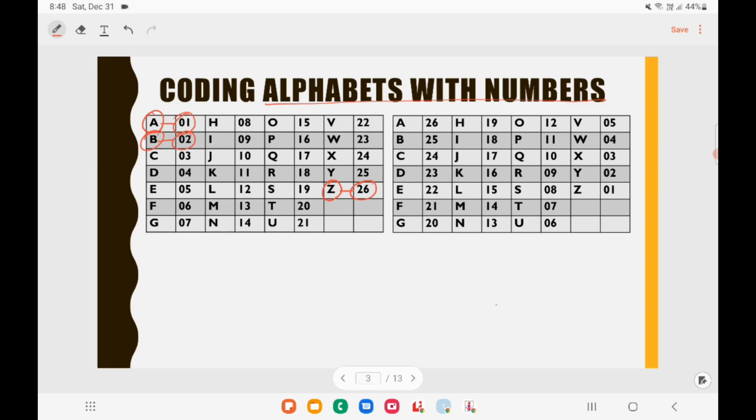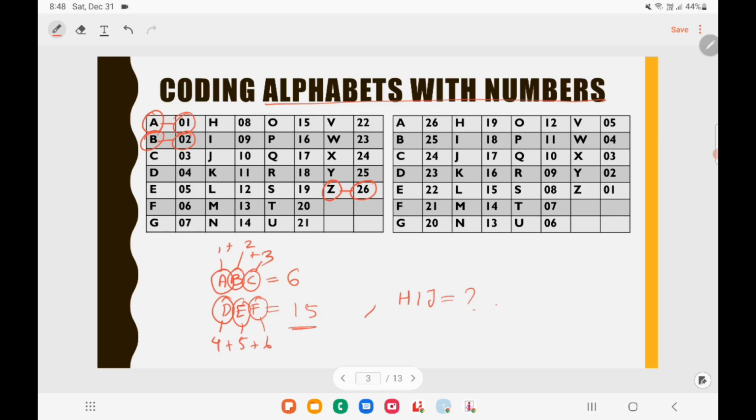For example, if you are given a question like ABC is equal to 6, DEF is equal to 15, then what is HIJ? As I already mentioned, the most common type of coding is A with 1, B with 2, etc. So just apply it. A is 1, B is 2, C is 3, right? So 1 plus 2 plus 3 will be 6. Then D is 4, E is 5, and F is 6. 4 plus 5 plus 6 is 9 plus 6, 15.